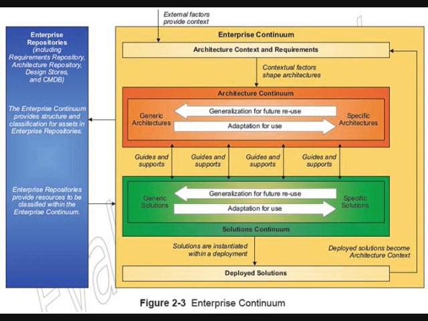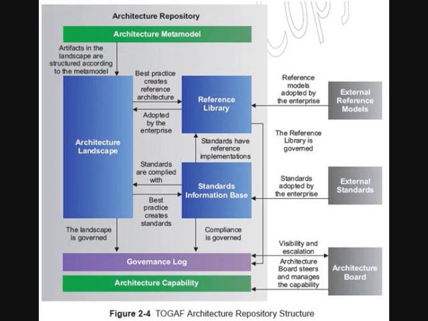The Enterprise Continuum and Architecture Repository. Architects are encouraged to leverage all other relevant architectural resources and assets in developing an organization-specific architecture. The Architecture Repository is composed of: 1. Architecture Metamodel, 2. Architecture Landscape, 3. Standards Information Base (SIB), 4. Reference Library, 5. Governance Log.